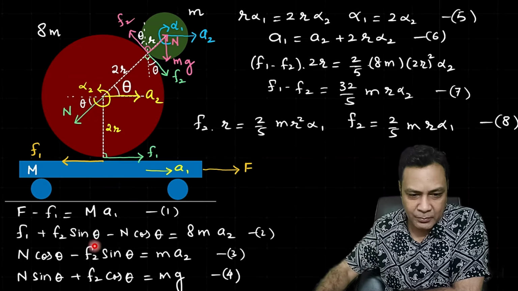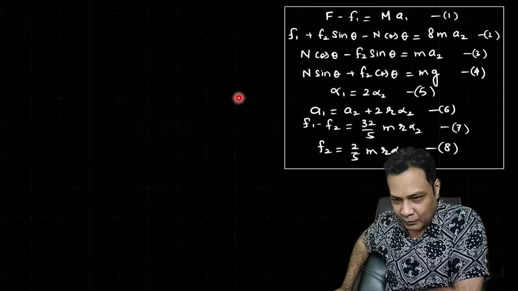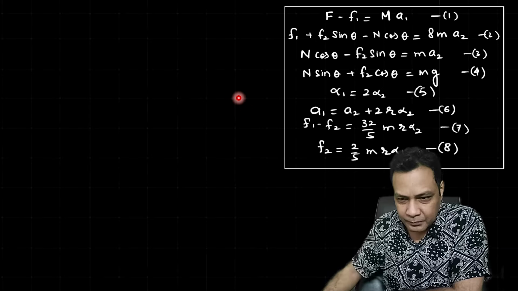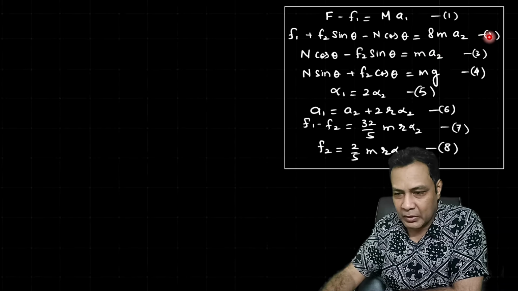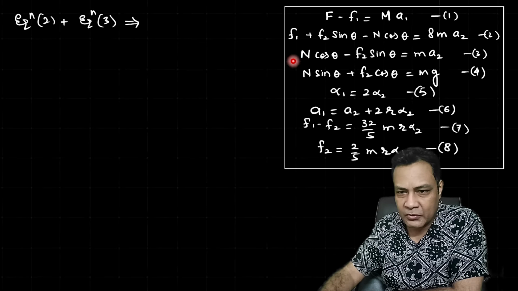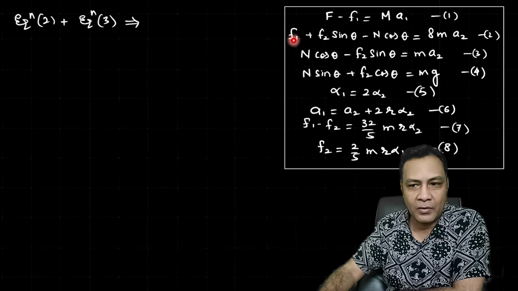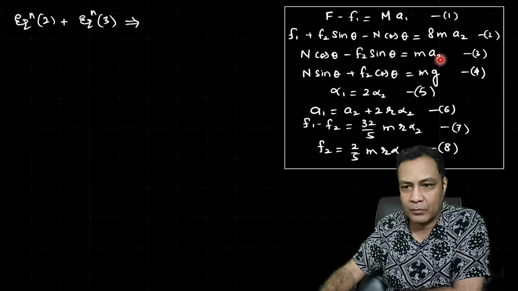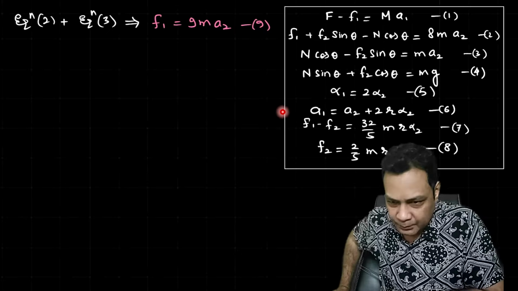So let me go to the next page and solve. So these are the 8 equations. A lot of equations, and we have to just arrange them to get the solution. So first of all, I want to add equation 2 and 3. If I add equation 2 and 3, this minus n cos theta and n cos theta will get cancelled, and this f2 sin theta and minus f2 sin theta will add up to 0. So on the LHS I will remain with f1, and on the RHS I will get 9ma2. So adding them, we get f1 is equal to 9ma2.